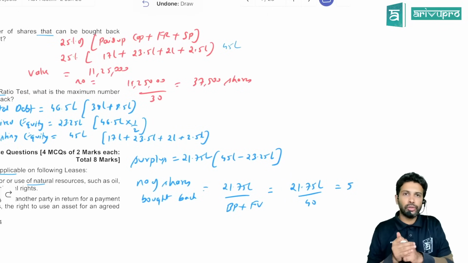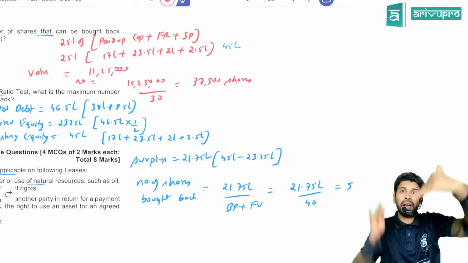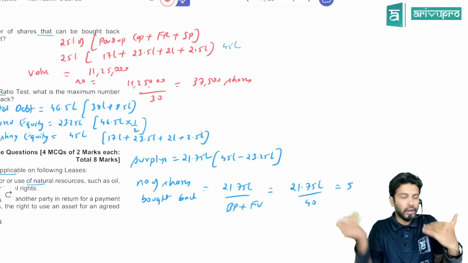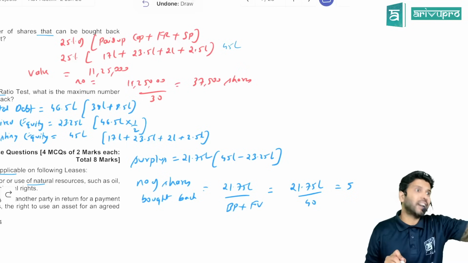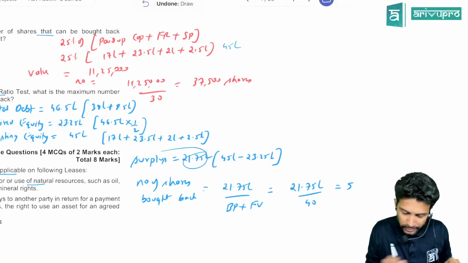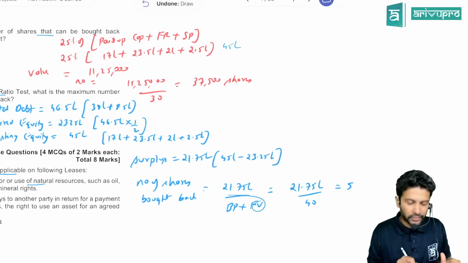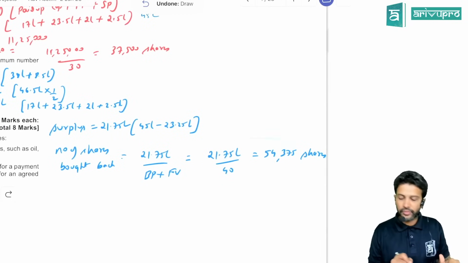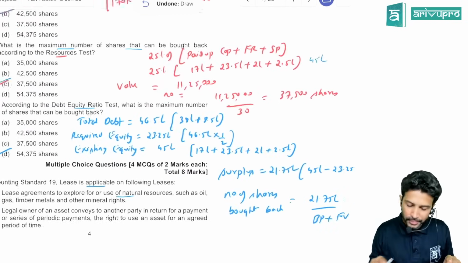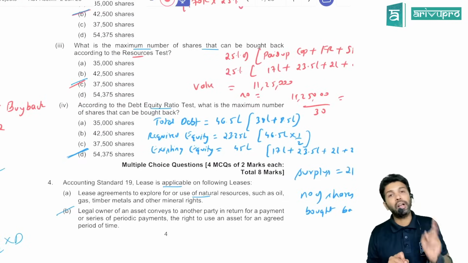In fact, I had given you the formula there. The formula was surplus divided by buyback price plus face value. Why face value? Because we also need to create CRR. That's the reason I told you. So surplus is 21.75 divided by buyback price 30 plus face value of each share 10. Do that, you're going to get 54,375. So this is the maximum number of shares you can buy back as per the debt equity test.